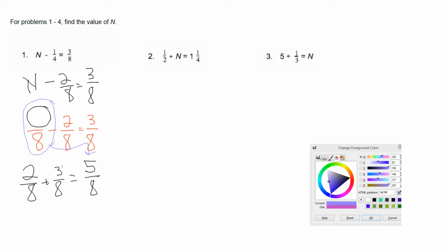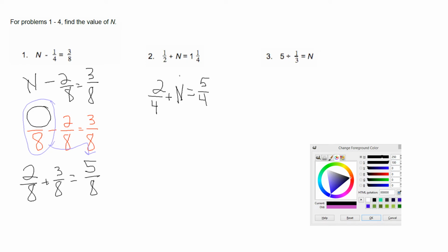Okay, there's a few ways of thinking about this. Whatever way you think works for your brain is just fine. 1/2 plus n equals 1 1/4. Let's turn these into fractions with common denominators, and let's turn this into an improper fraction. Let's write it as 2/4 plus n equals 5/4.